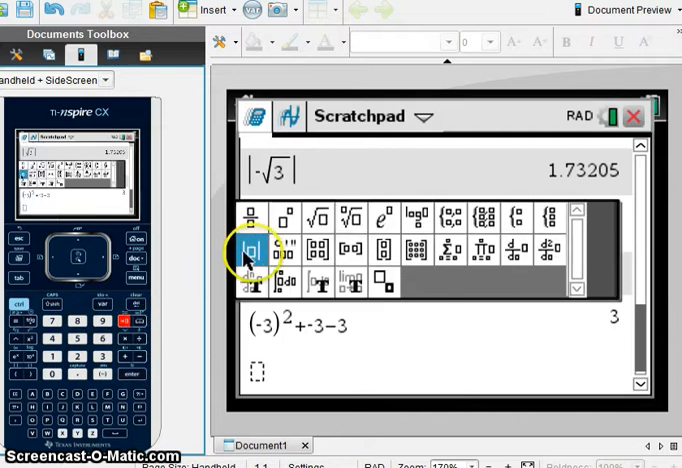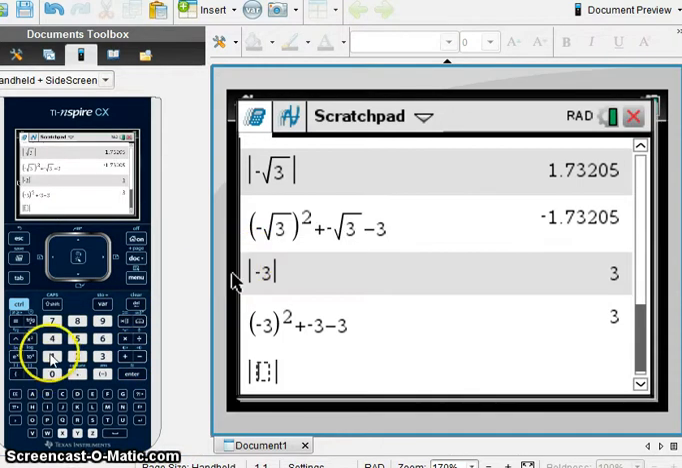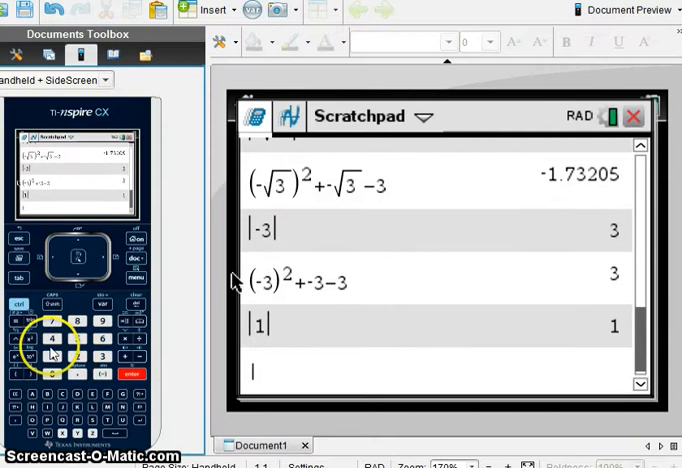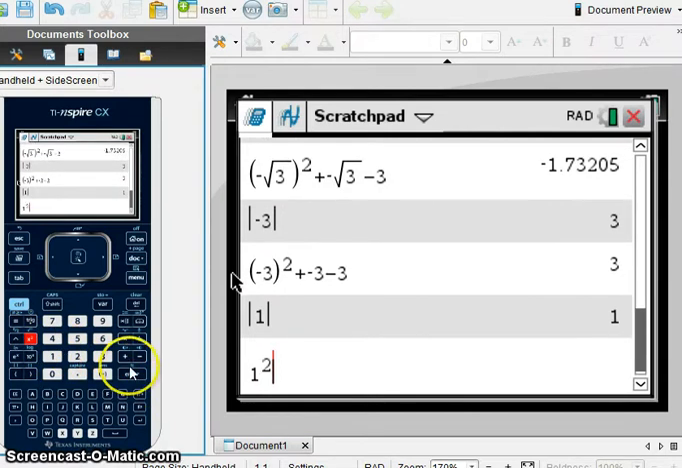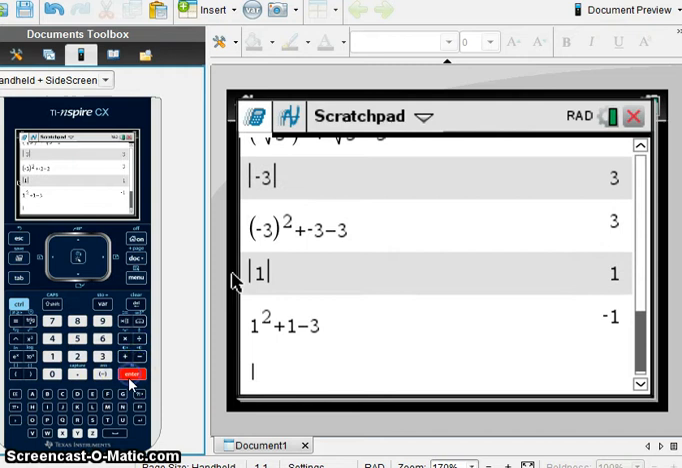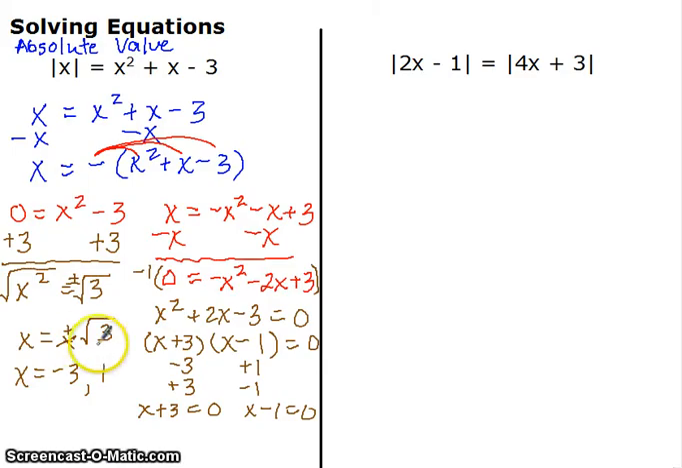One more. Let's try positive 1 and see if this one works. Absolute value of 1 is 1, and then it's 1 squared plus 1 minus 3. That one doesn't work because that's a negative 1. So 1 is extraneous. So x equals square root of 3 and negative 3.